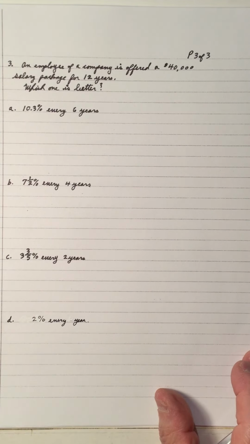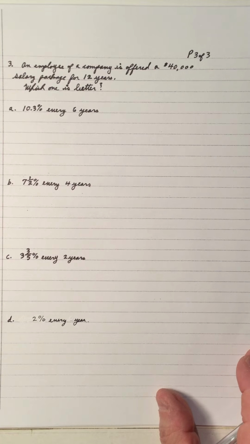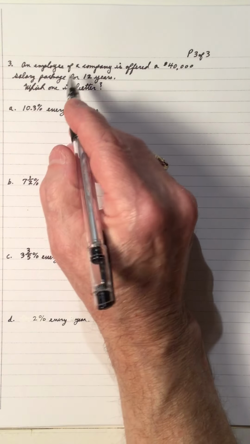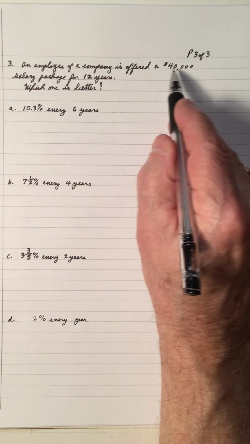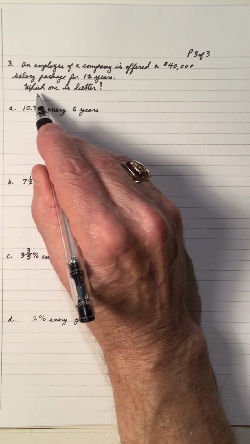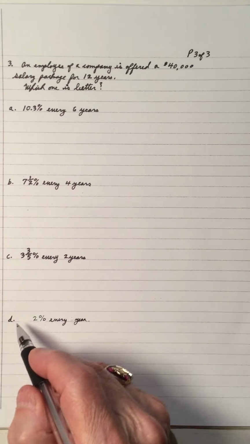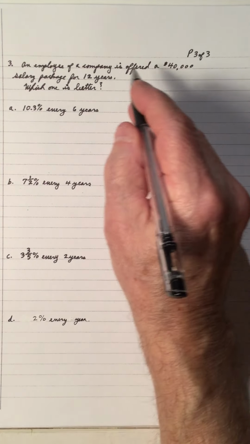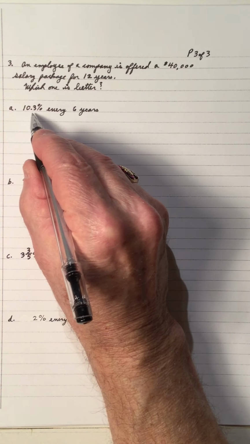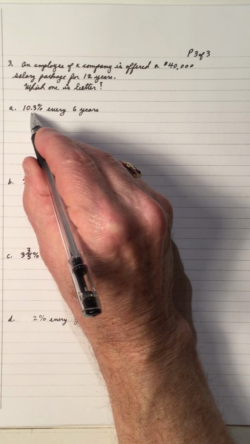Now I've got an extra question here, not related to doubling, just a little bit different in style. An employee of a company is offered a $40,000 salary package for 12 years. So which one is better? Is he going to pick A, B, C, or D? And the reason I'm doing this is because of the 10.3% every 6 years. So he's going to get 10.3% every 6 years.